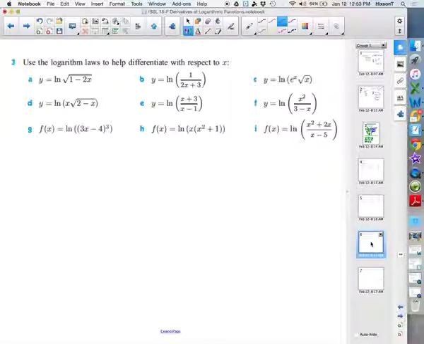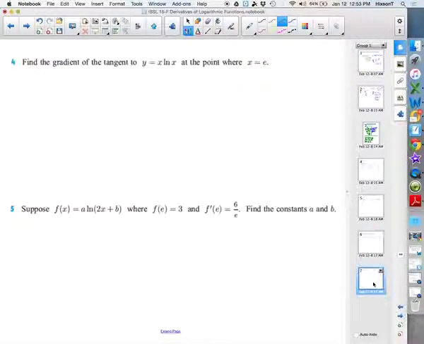There's a lot here. These ones particularly, notice the directions. It says use the laws for logarithms to help you differentiate. So please don't use the product rule, rewrite it. Don't use the quotient rule on I, rewrite it. But let's try number 4. I'm going to leave 5 for you guys to try on your own, because that's a good thinking, problem-solving one.